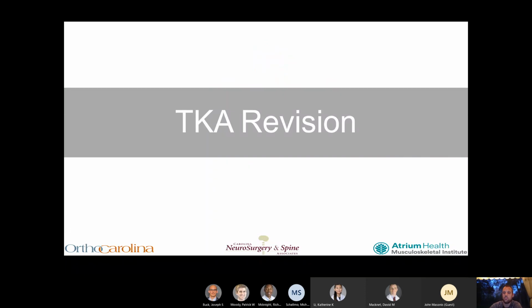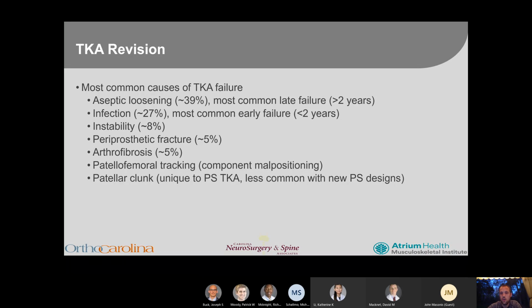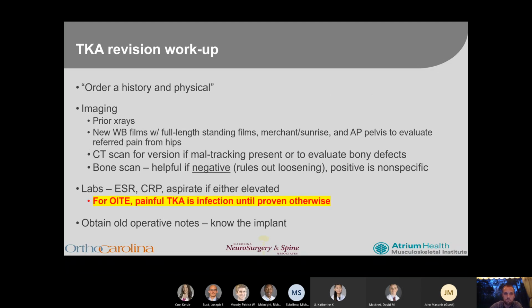So for total knee, the remaining topic, total knee revision. Most common cause is going to be aseptic loosening. Infection is a clear second, and you can see some of the other reasons there.